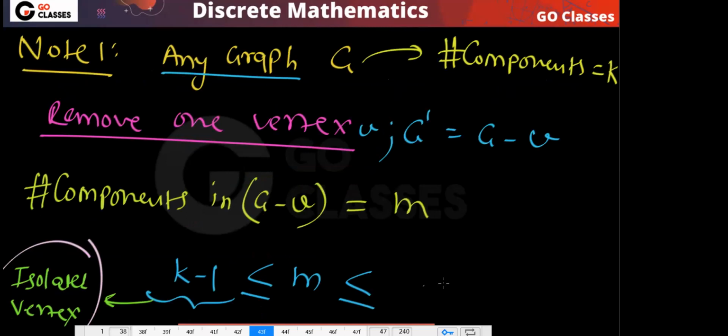But tell me, what is the maximum number of components you can get? If you remove one vertex, what is the maximum number of components you can get? That is n minus 1, the number of vertices minus 1. So you have a graph G in which, let's assume, the number of vertices is n.